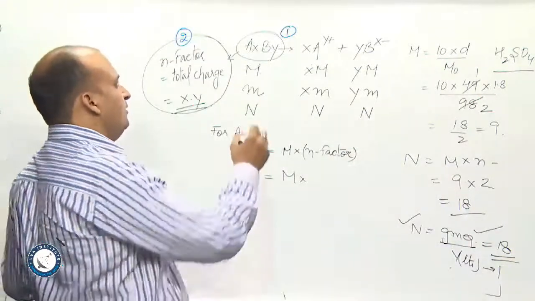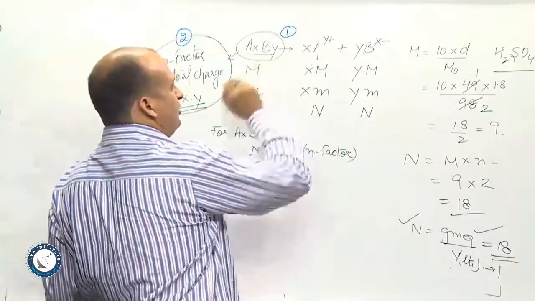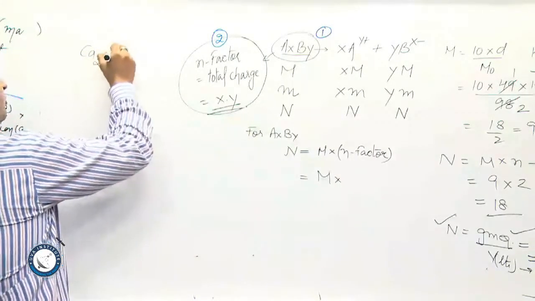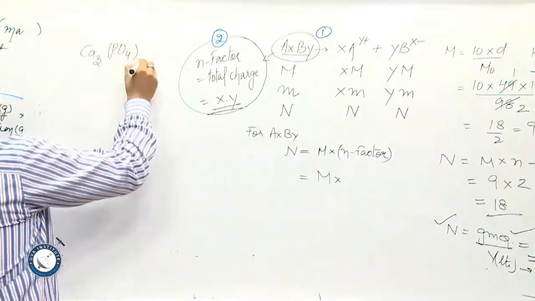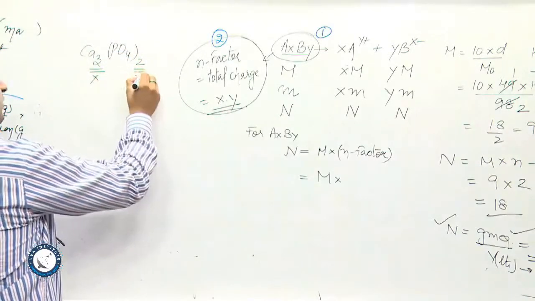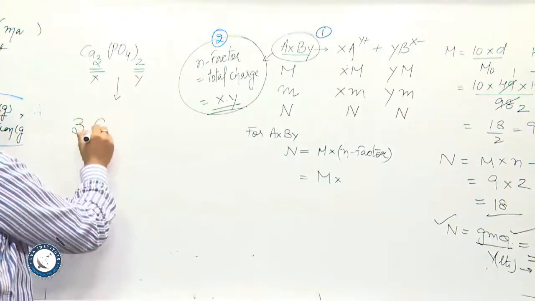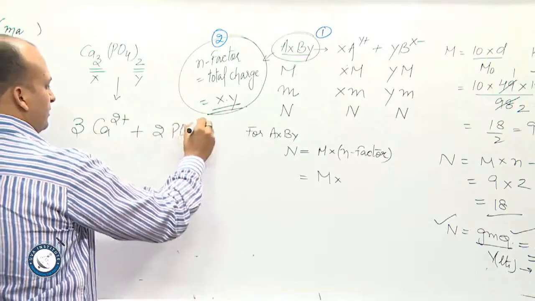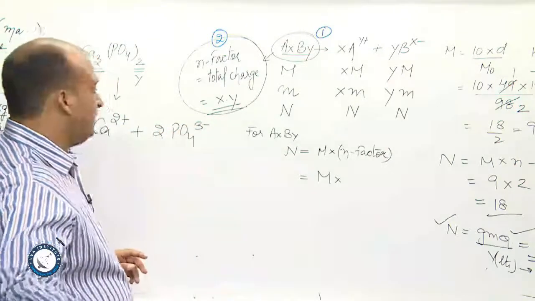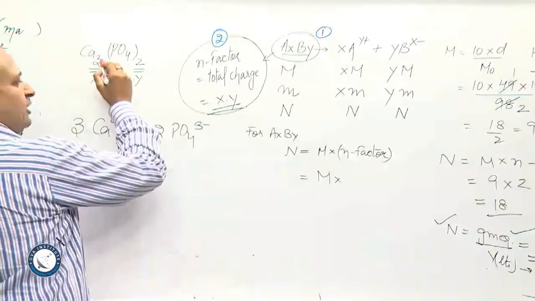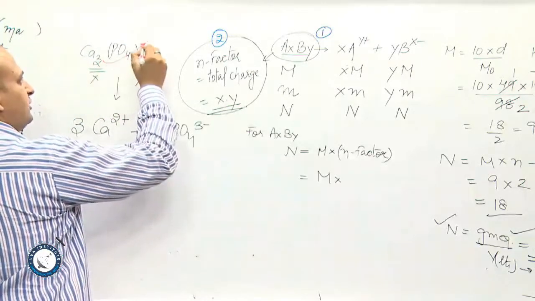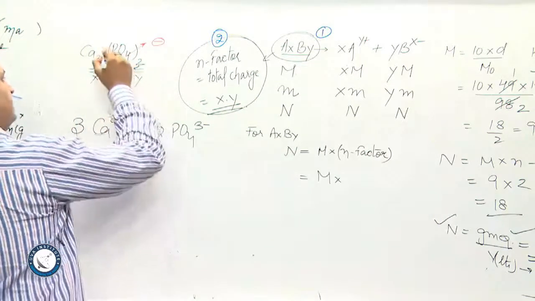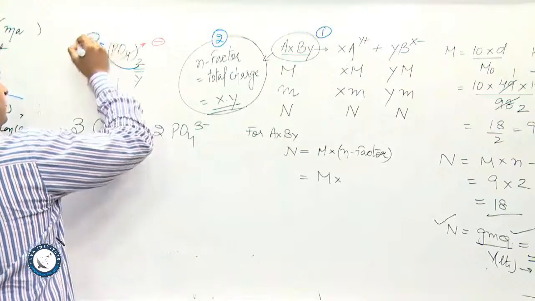Look, beta, this is a salt. Say, for example, let me give an example: Ca3(PO4)2. This is X, this is Y. It will break up to give you 3Ca2+ and 2PO4 3-. Now remember, beta, I have told you this part, that the subscript here is the charge over here with a minus sign. This is the charge of this first one with a plus sign.